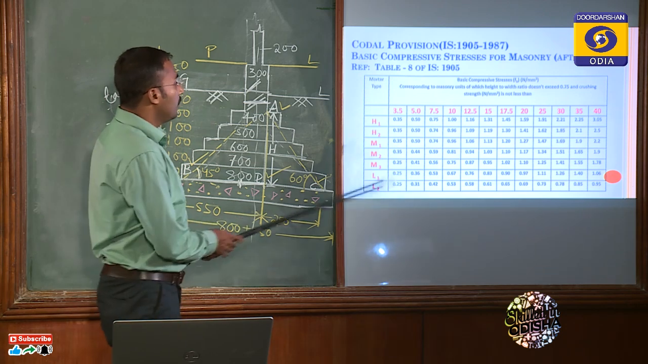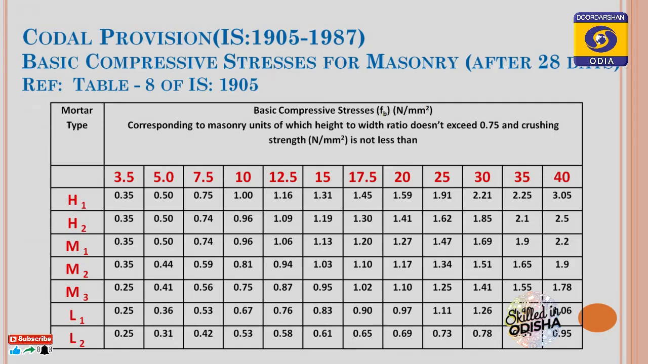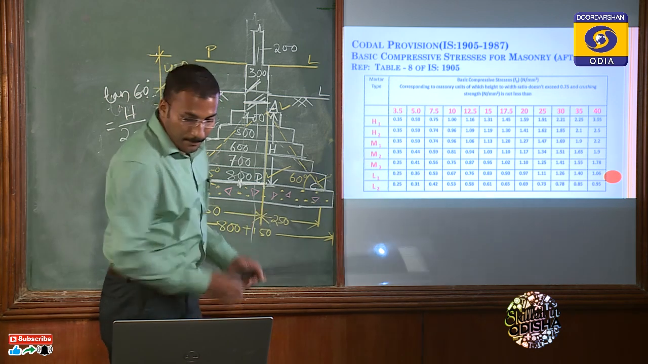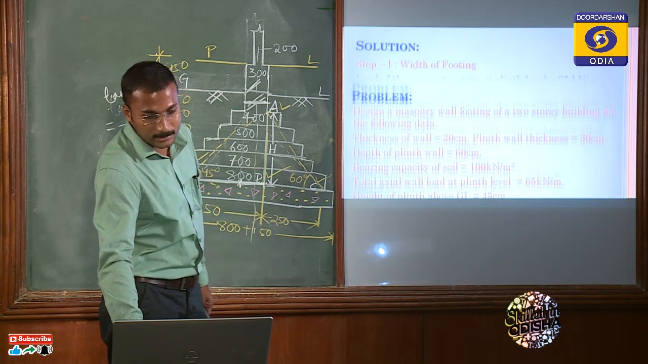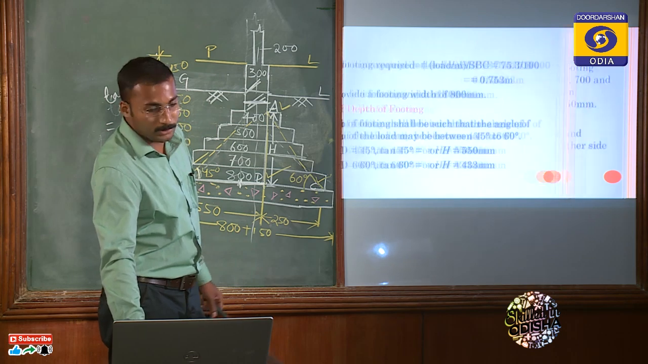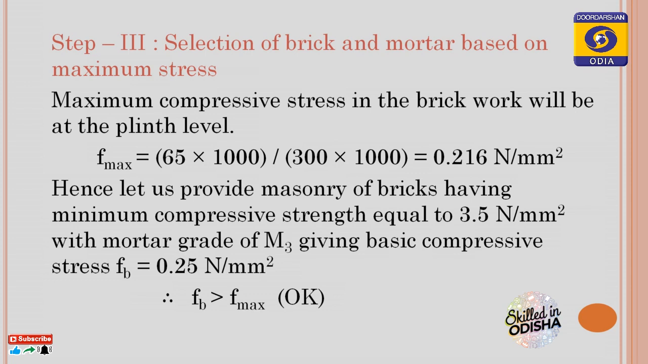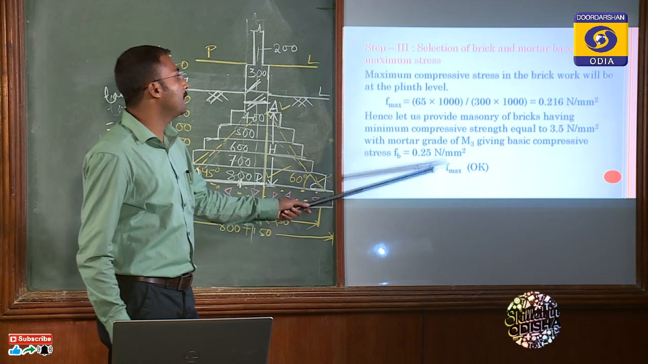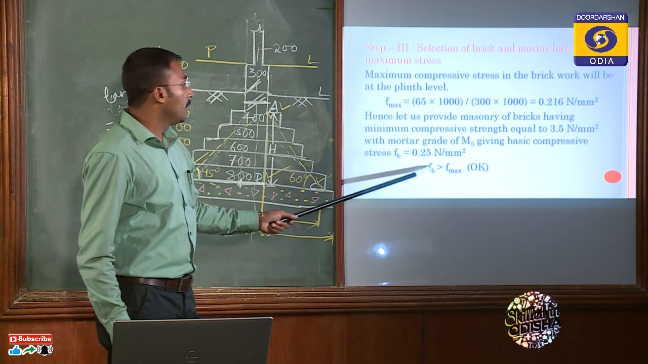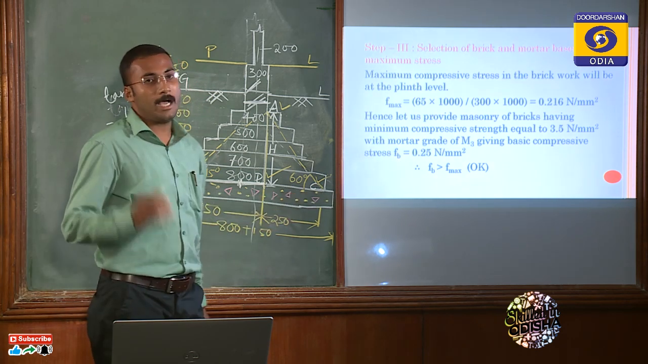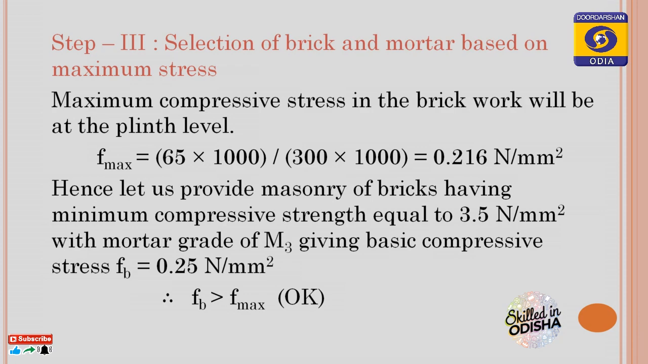So look here, the minimum is 0.25. So we can take M3, L1 or L2 to calculate this FB. So here it has been taken 0.25. So 0.25 is the compressive stress. That means the compressive strength. So FB is greater than F max. That means the maximum stress coming is less than the brick strength. So our design is satisfied. Thank you.